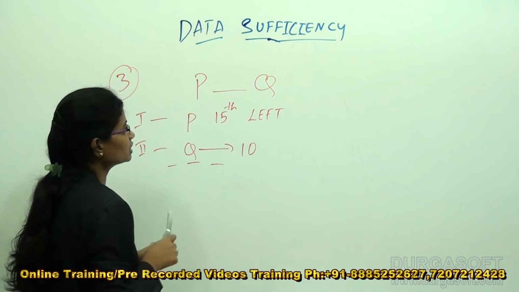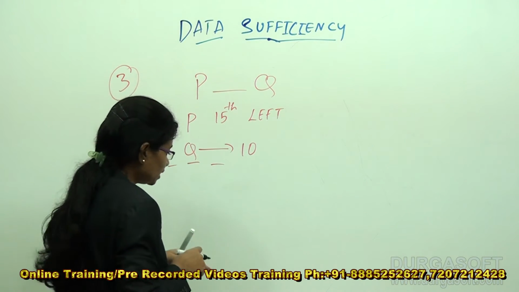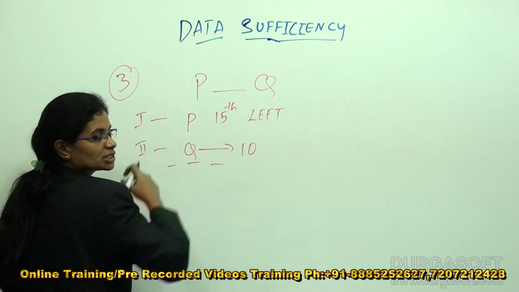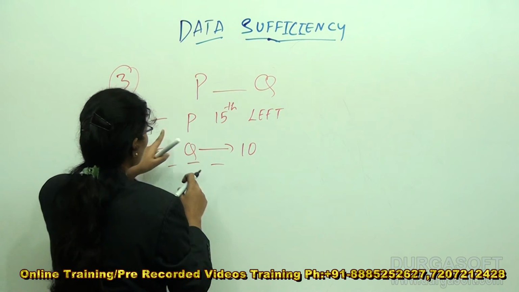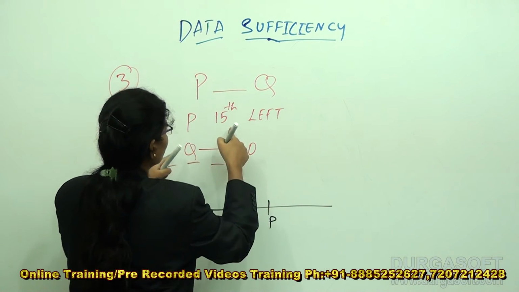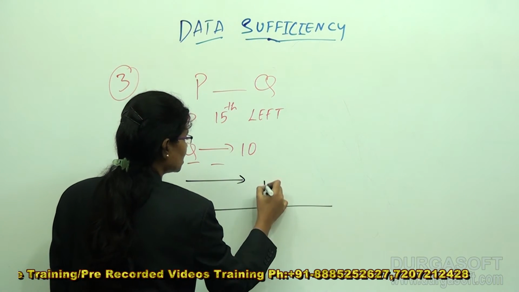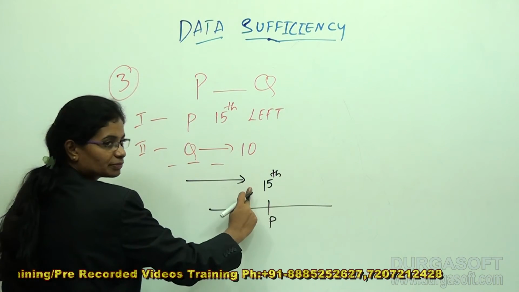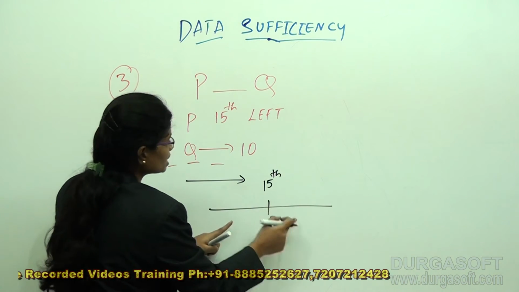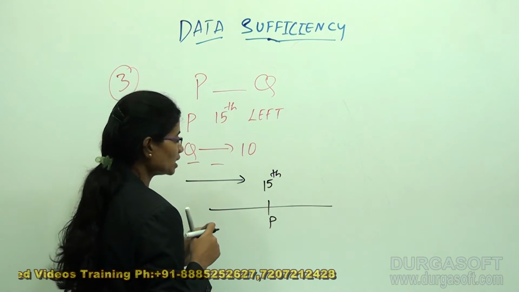So let's find out which statement is sufficient. I have to find out how many children are sitting between P and Q. If I go with the first statement, clearly P is standing 15th from left. Left in the sense from this side, right? P's position is given as 15. Only from the first statement, I am not sure what my answer will be. So let's go to the second statement.